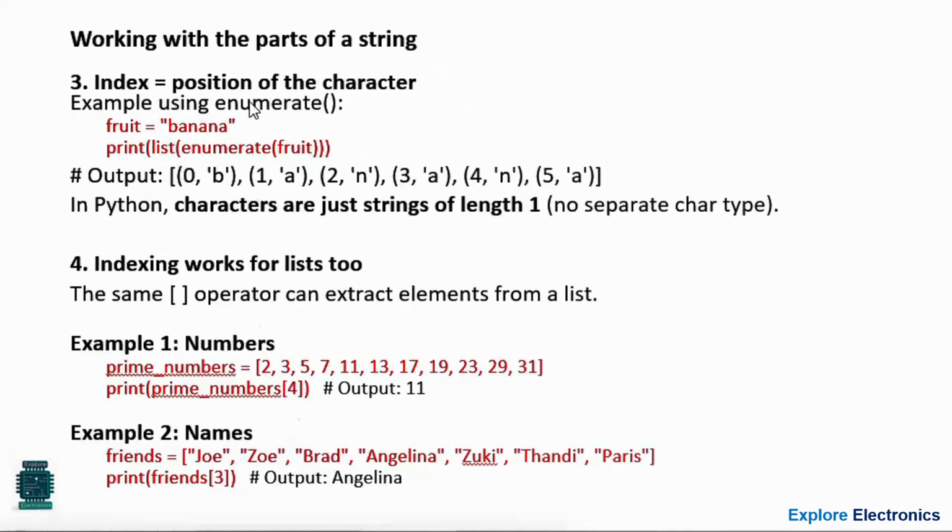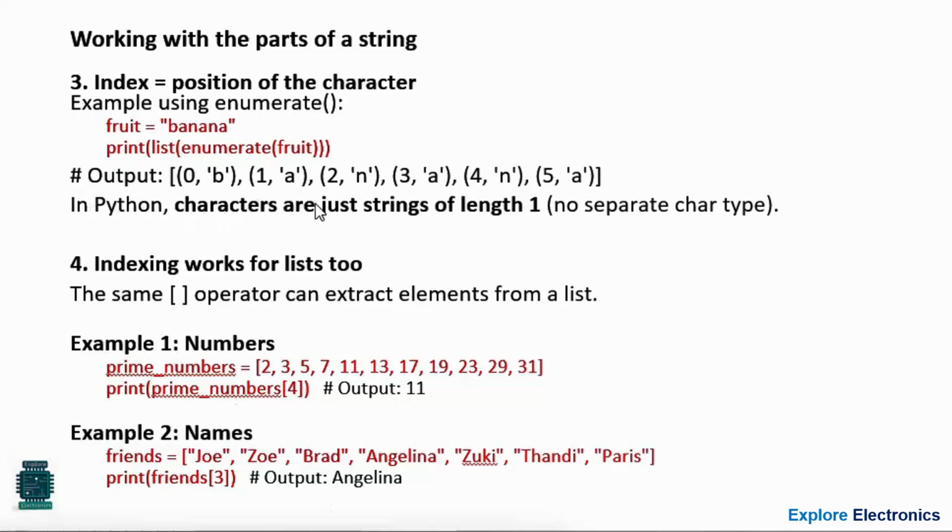Here in this example, I have taken the enumerate function. Let us see. The fruit is equal to banana, print list enumerate fruit. In this case, it will print the output as banana along with the index, the position of that character. You can see 0 is B, 1 is A, 2 is N. Like that it will print when I use the enumerate function.